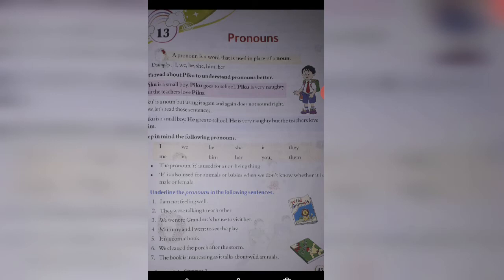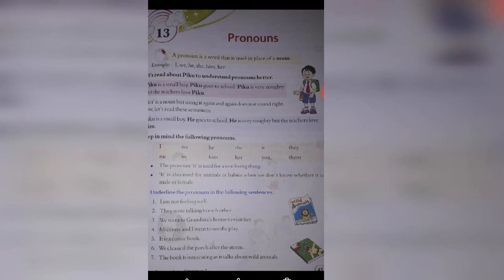Let's read about Piku to understand pronouns better. Piku is a small boy. Piku goes to school. Piku is very naughty, but the teachers love Piku. Piku is a noun, but using it again and again does not sound right. Now let's read these sentences. Piku is a small boy. Now, in place of Piku, we are writing here he. He goes to school. He is very naughty, but the teachers love him.